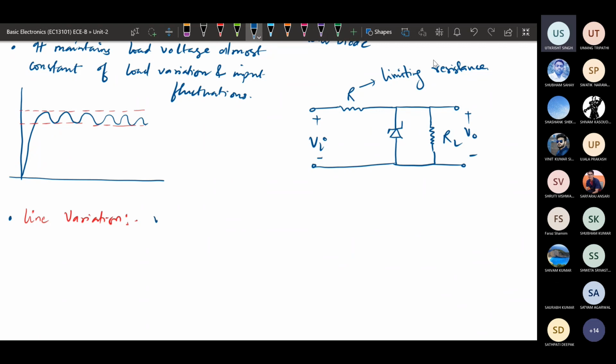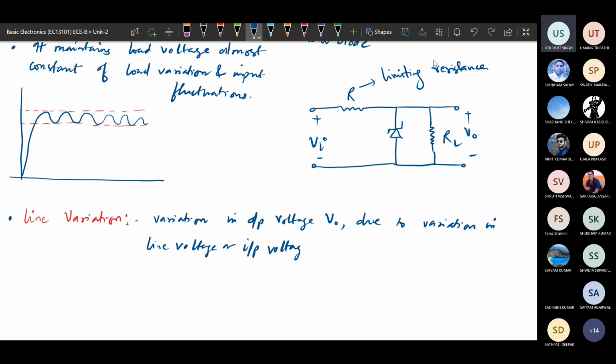So here it is the variation in output voltage, that is V naught, due to variation in line voltage, or we can call it input voltage, that is Vi. So this analysis is called line variation analysis.